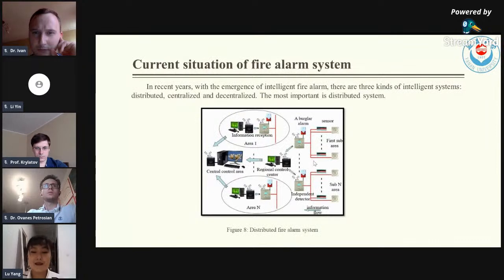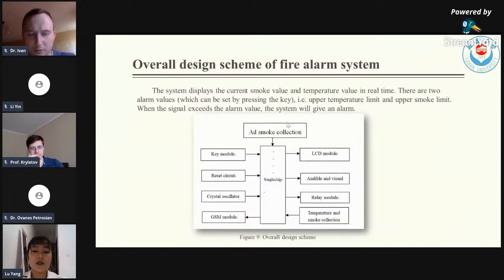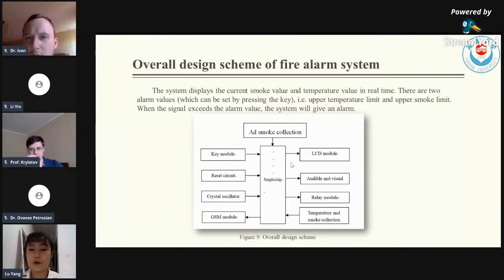However, in recent years, the distributed intelligent fire alarm system is more popular in the market, as shown in Figure 8. A terminal can be used to detect and monitor multiple areas with high predictability. The second part introduces the overall design of the system. From the figure, we can see that a fire alarm system is made up of a series of modules such as the AD smoke collection, LCD module, relay module, key module, and so on, and another important module.